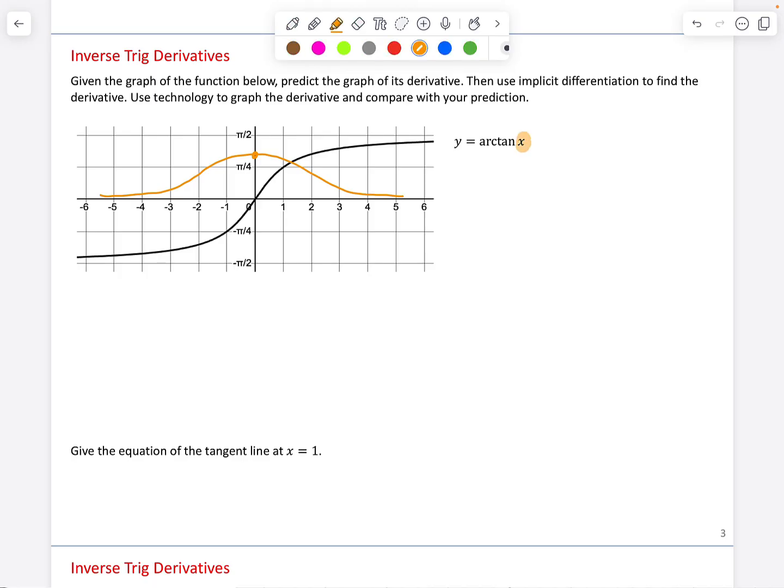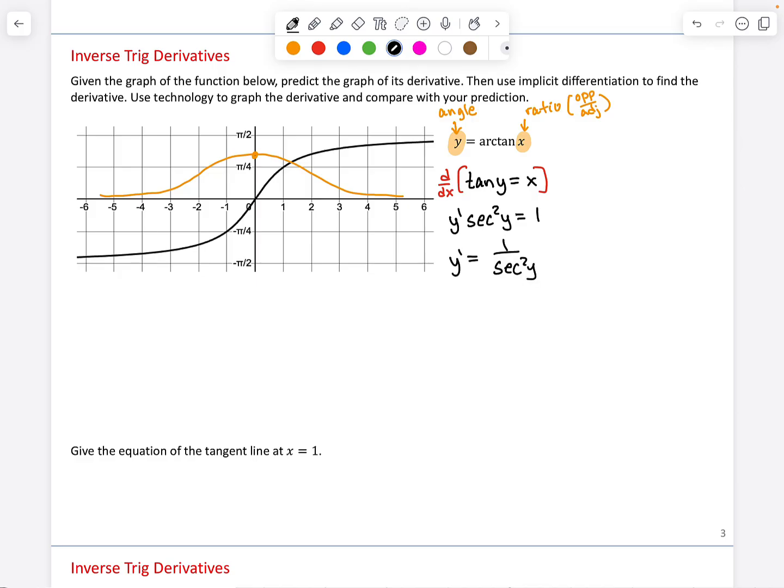Let's confirm. Again, x represents a ratio. In this case, it would be opposite over adjacent because that's what tangent gives, and y represents an angle. Writing this in terms of regular trig, we would have that the tangent of that angle y will give us x. And now we differentiate both sides with respect to x. The derivative of tangent y will be secant squared of y, and then chain rule times y prime is equal to, and the derivative of x is just 1 again. So y prime is 1 over the secant squared of y.